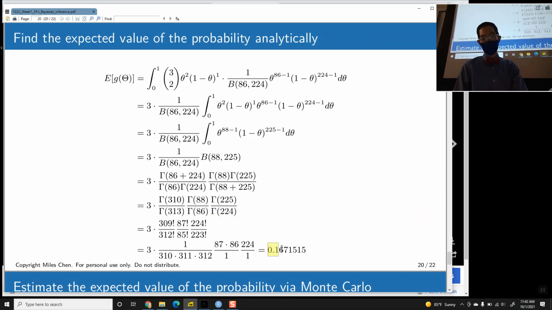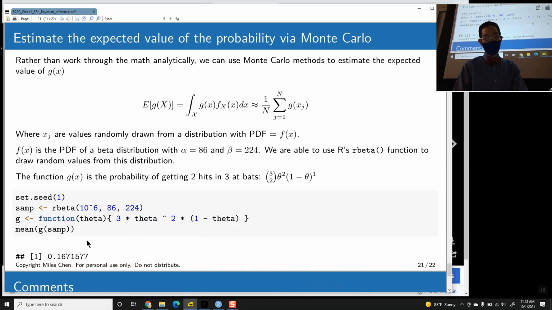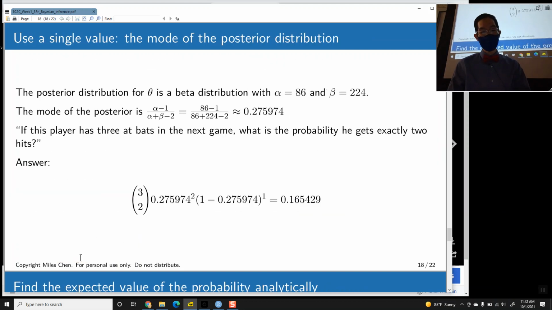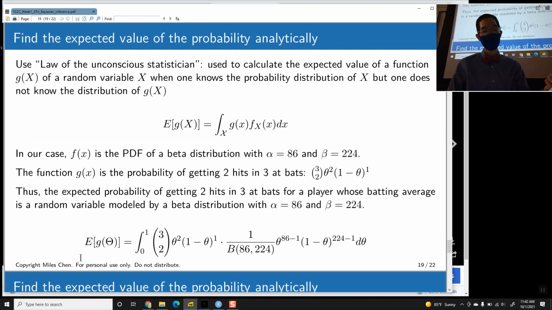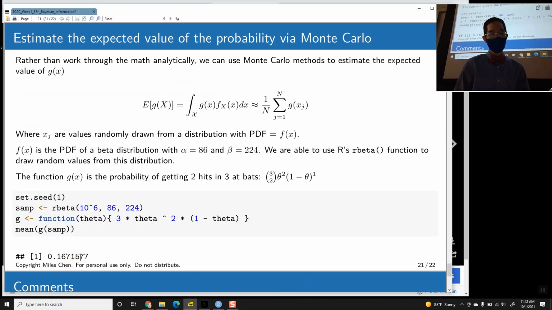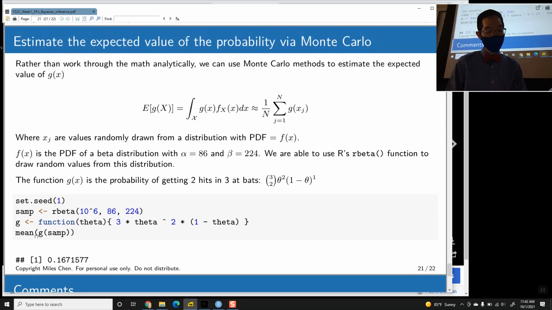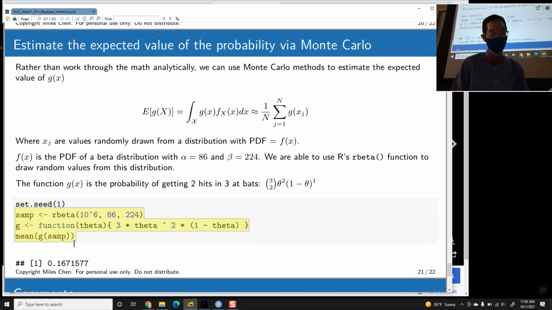The analytic approach gave me 0.1671515. And we're accurate to 1, 2, 3, 4, 5 digits. So we're very, very close, a little bit off, but this is closer. This Monte Carlo approach is closer than just using a single value, the mean or the mode. We're getting something quite close. And I don't know, would you agree that this code is quite easy, right?